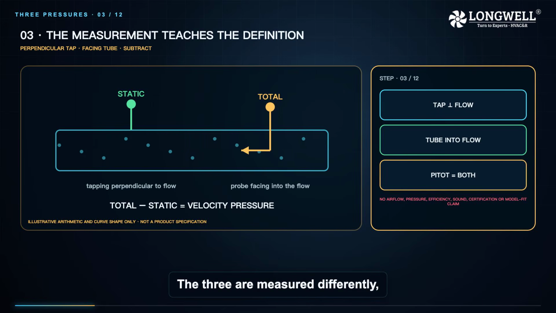The three are measured differently, and the differences teach the definitions. A wall tapping perpendicular to the flow reads static, because the moving stream slides past the hole without pushing into it. A tube facing upstream reads total, because the flow stagnates against the opening and gives up its motion. Subtract one reading from the other and you have velocity pressure. That is all a pitot-static probe is, both measurements in one stick.